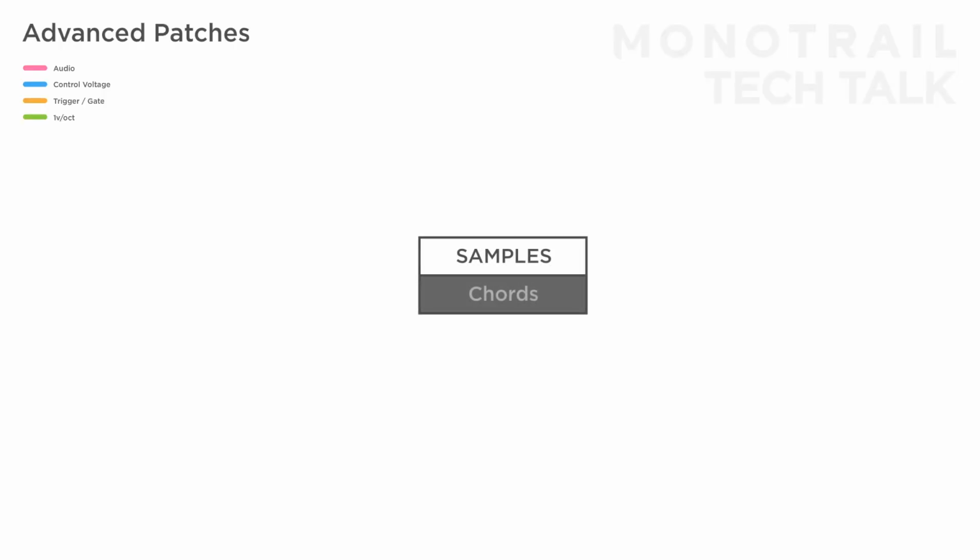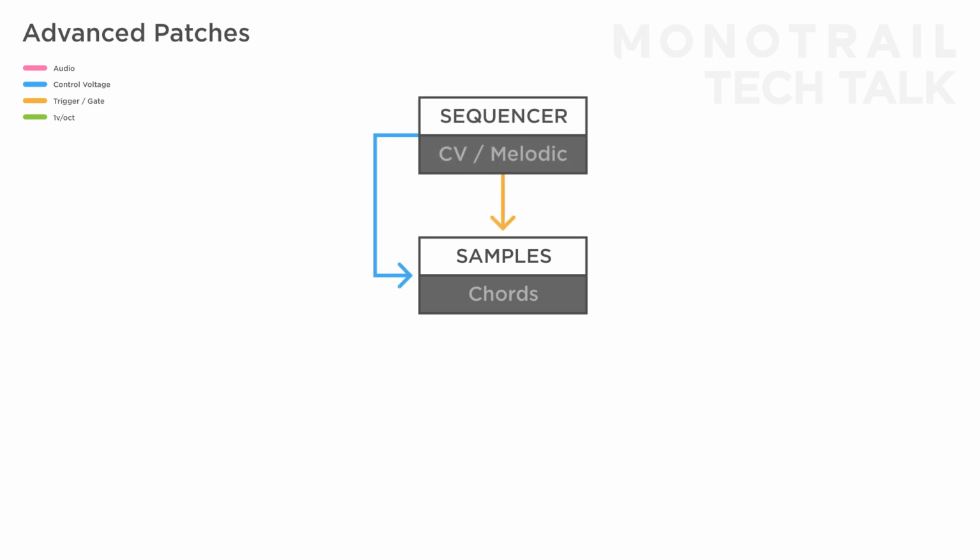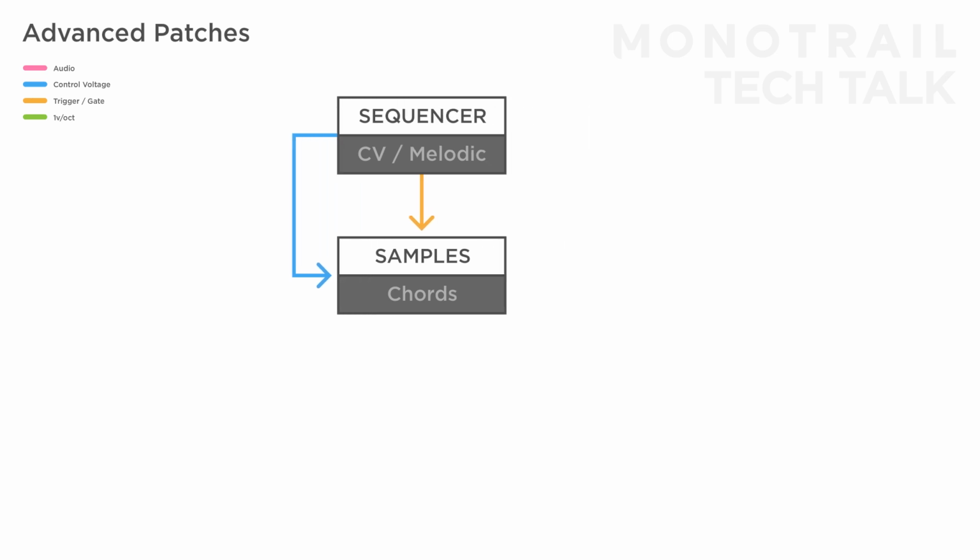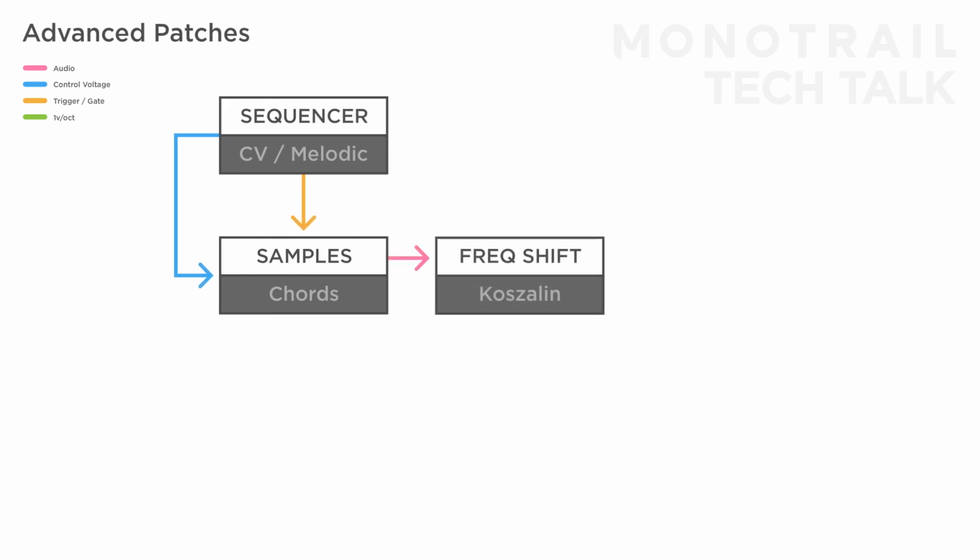In this patch, the sample player is used to play a selection of pre-recorded chords. A slow sequencer is triggering samples as well as selecting which sample is played. The audio is sent to the left input of Koszalin.